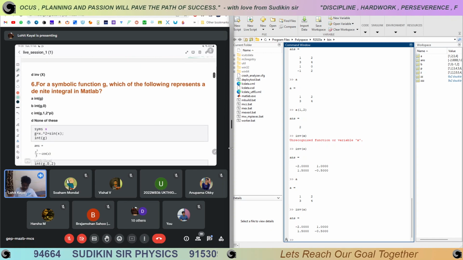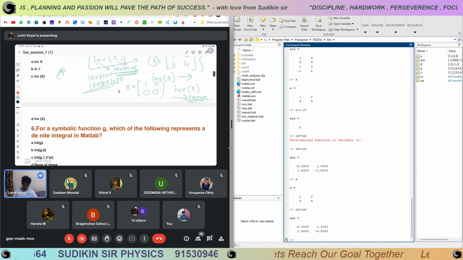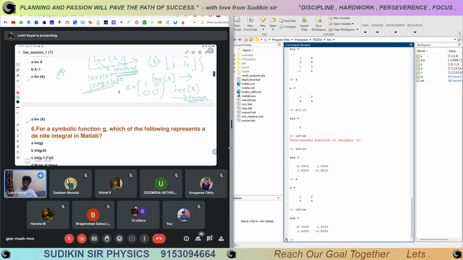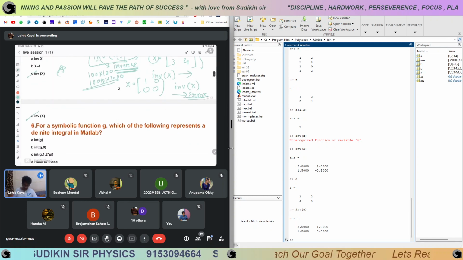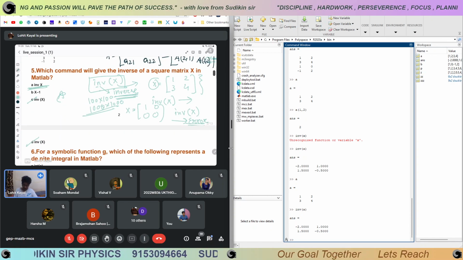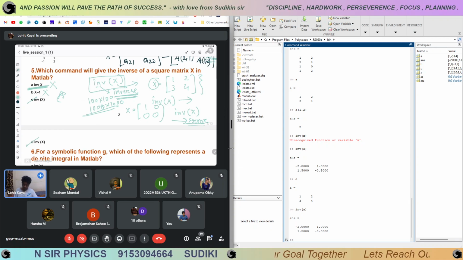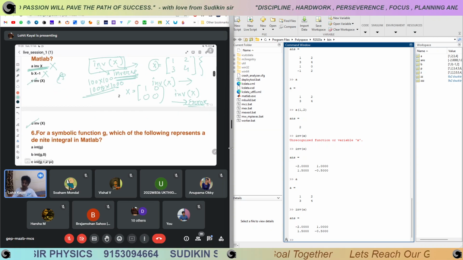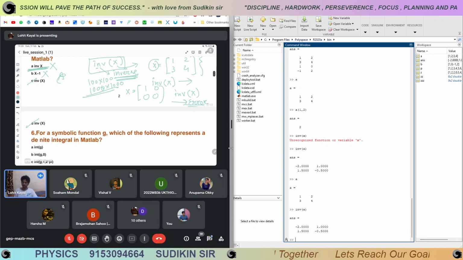Now we will do some symbolic computation. Here the correct options are C and D. C and D are the same thing, inv of X. Just remember, you cannot write it like this; this is a wrong result. inv bracket X is the correct answer.